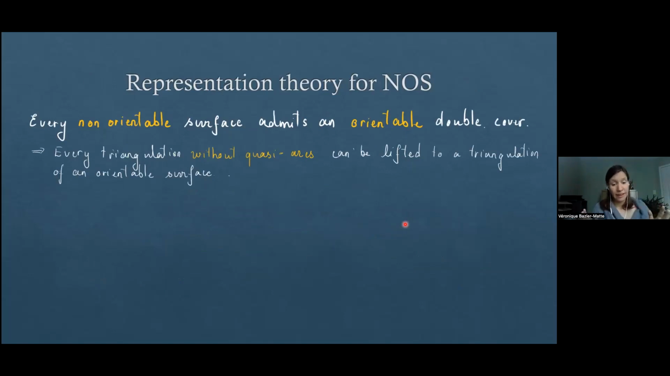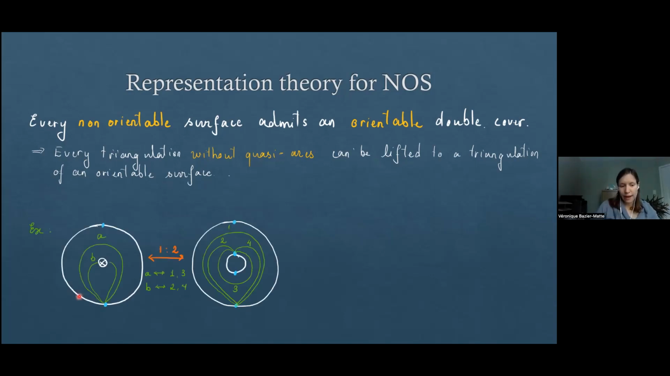We don't know a lot about how to do representation theory from a non-orientable surface, but we do know that every non-orientable surface admits an orientable double cover. It means that we can translate everything that is non-orientable into an orientable surface. Furthermore, if we start from a triangulation without quasi-arcs, it can be lifted to a triangulation of a non-orientable surface.